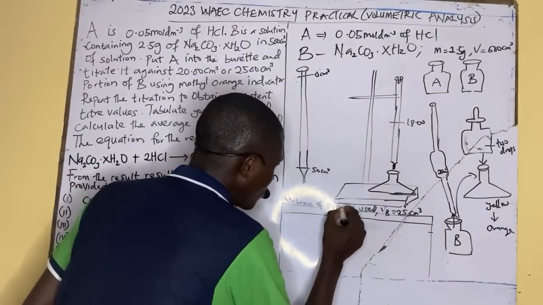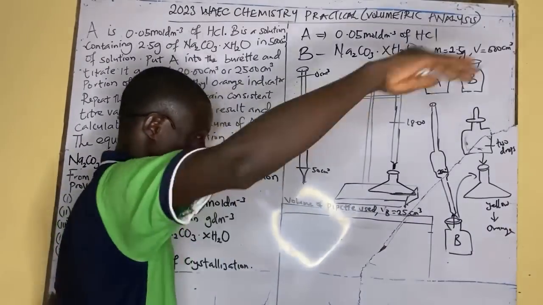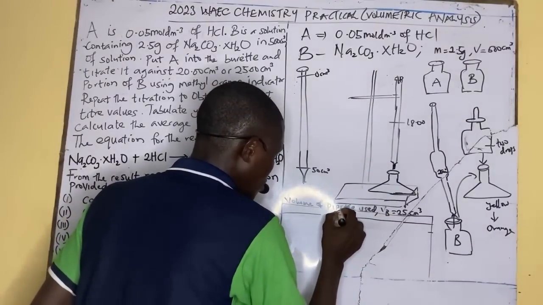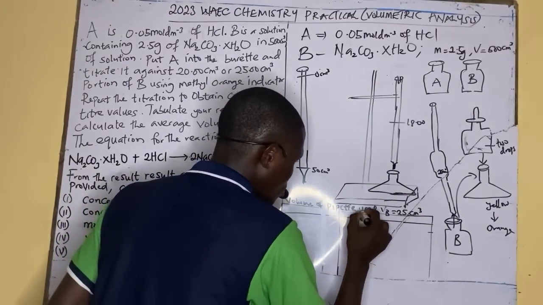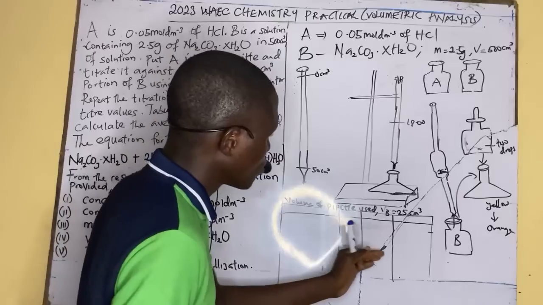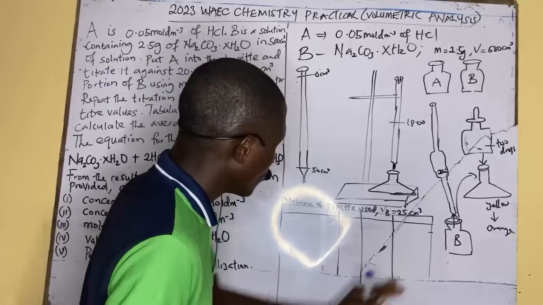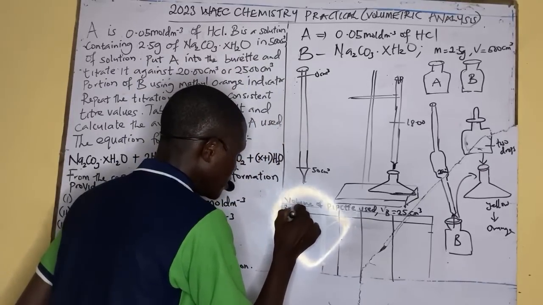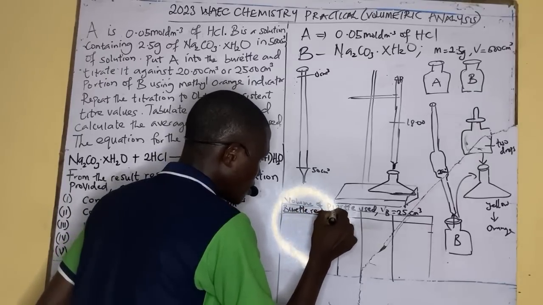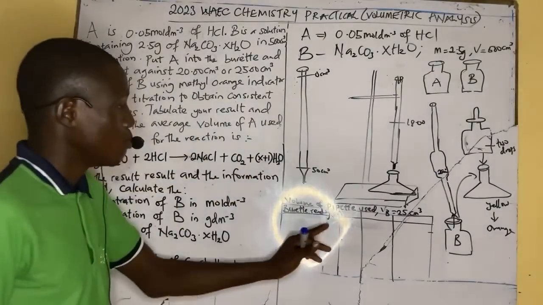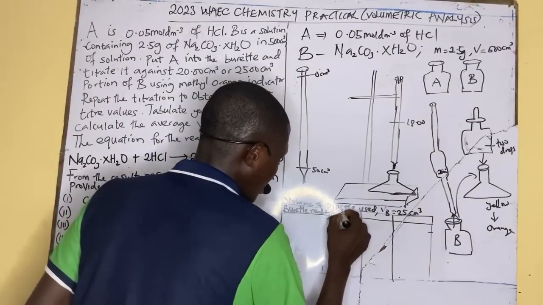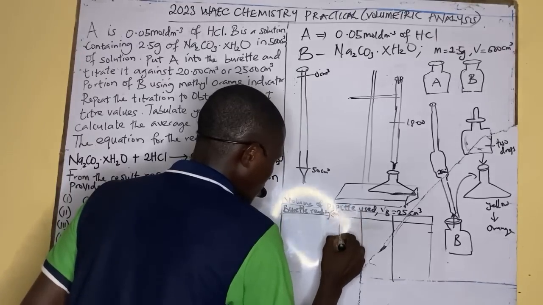After you've written the volume of the pipette used on the table, you are going to divide this whole table into columns. Make sure you have columns: column 1, column 2, column 3, column 4. Here we are going to have burette reading, in centimeter cube. It's very, very important. Burette reading in centimeter cube, followed by the rough titre. So make sure your own diagram is big. I'm just using the board.